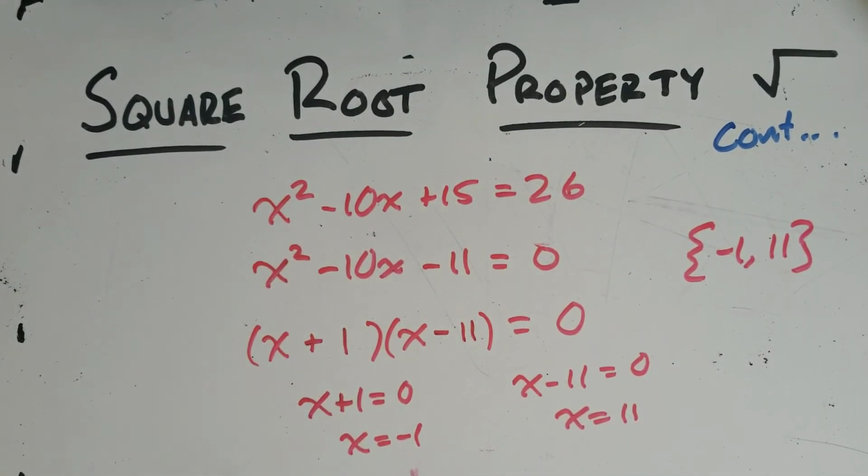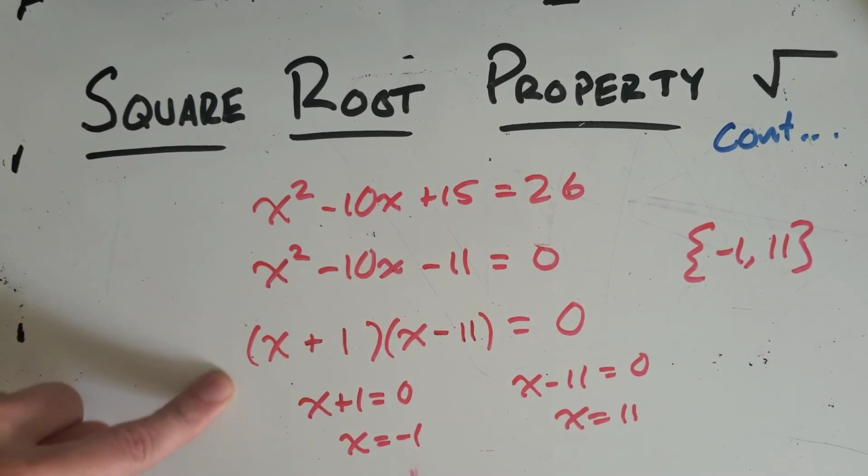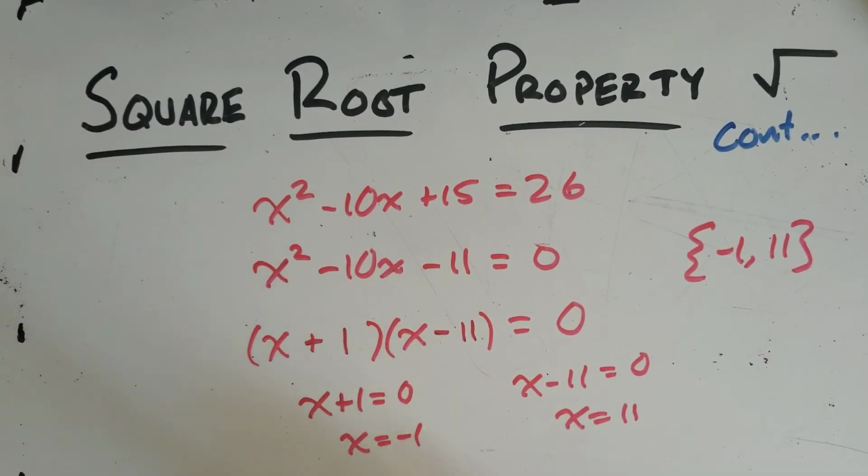So here we go, we have square root property, also the zero product property. We're going to try to see if we can decide when to use each property when solving an equation.